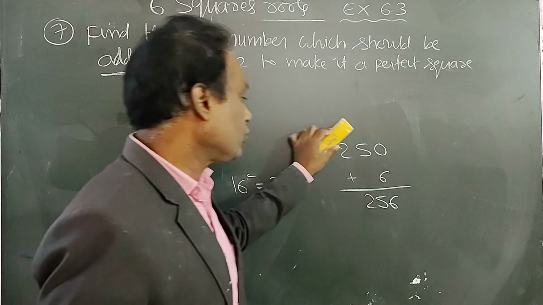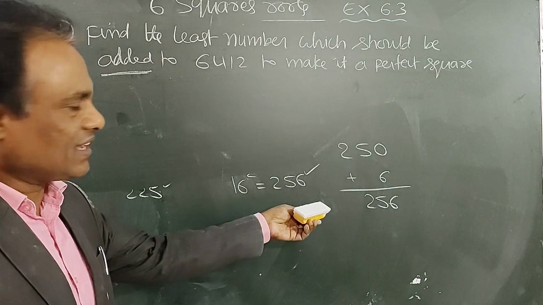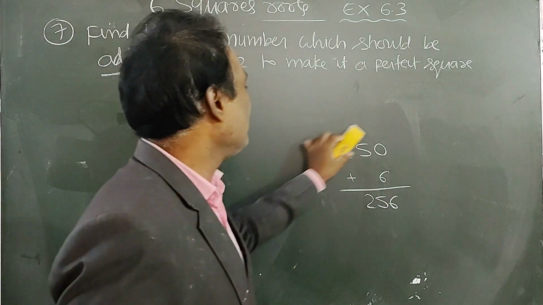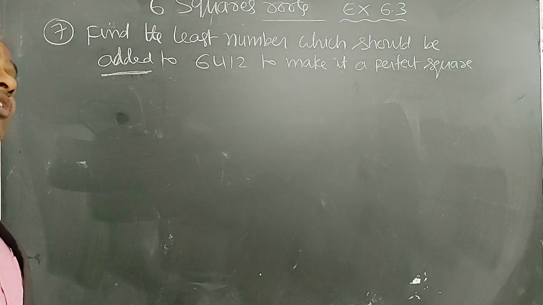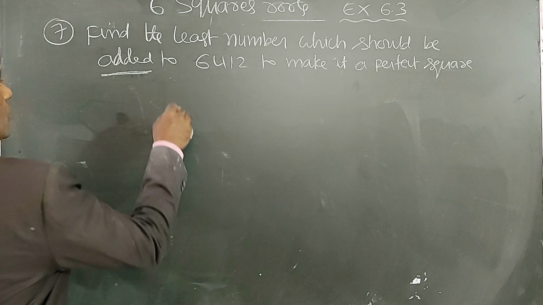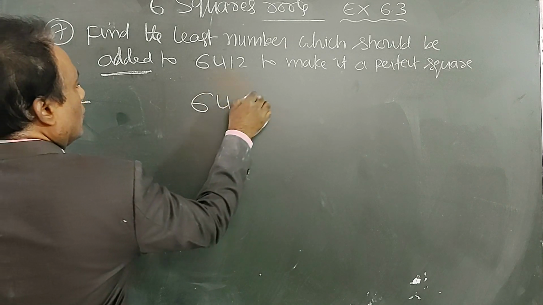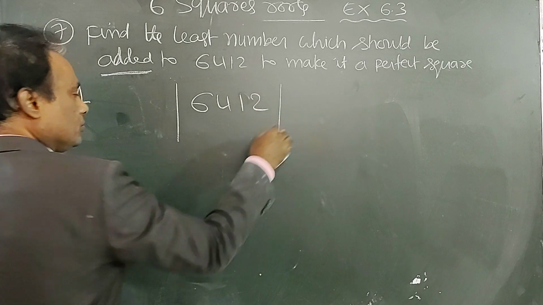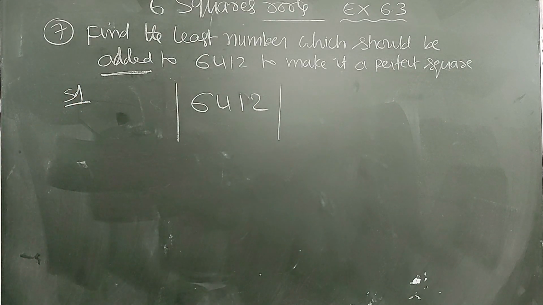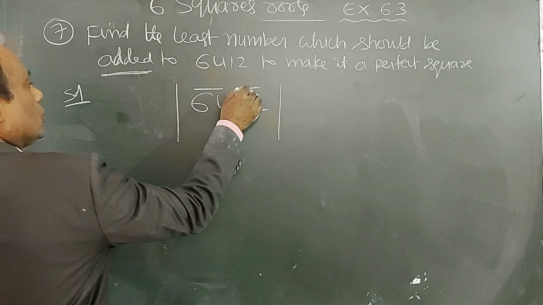Be careful. Small numbers we can estimate by guess like this, but bigger numbers we can't apply this method. So we apply the division method, finding the square root by the division method, but it is a little confusing. See here, solution. Take the number 6412. How to find the square root? First step is to pair the digits. Two numbers paired, two numbers paired.